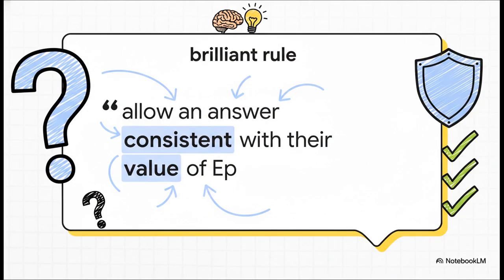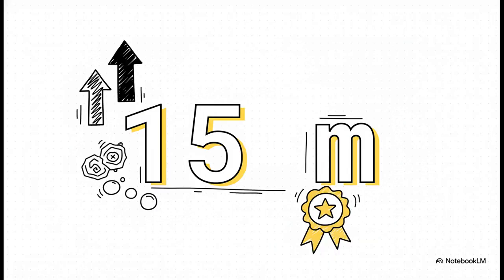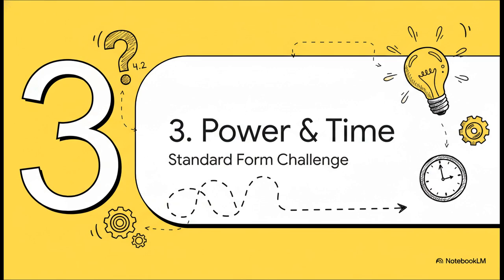But what if you mess up? What if you make a mistake right at the start? This is where a little lifesaver called error carried forward comes in. The mark scheme literally says to allow an answer consistent with their value of EP. That means even if you messed up the unit conversion in step 1, as long as you used your wrong number correctly in all the following steps, you could still get the next 3 marks. It's an amazing safety net. And boom, that is exactly how we follow the process step by step to land on that full 4-mark answer of 15 meters.